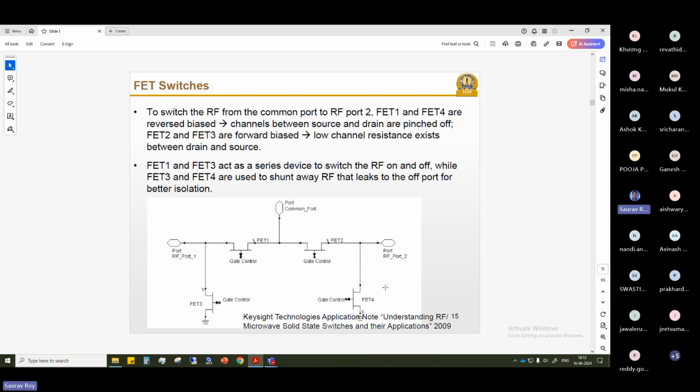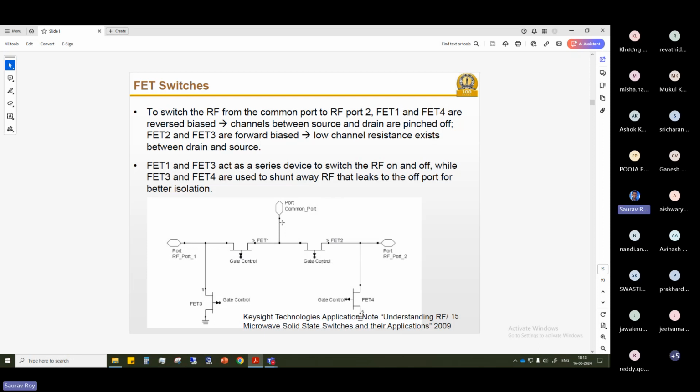So for that, this shows one type of configuration which uses four different FETs. Here also you see the common port, and you have RF port 1 and RF port 2, same as the previous one with the pin diodes. Common port means, let's say the signal is input through the common port. It should flow either towards port 1 or towards port 2, depending on the configuration of the switches.